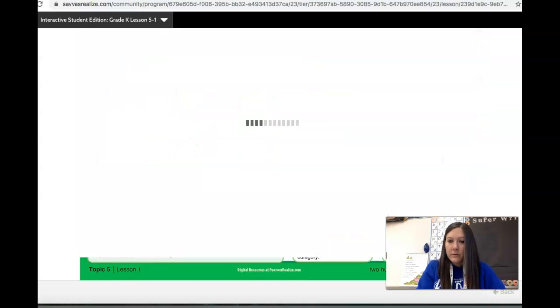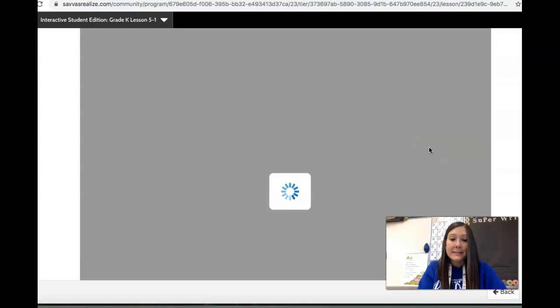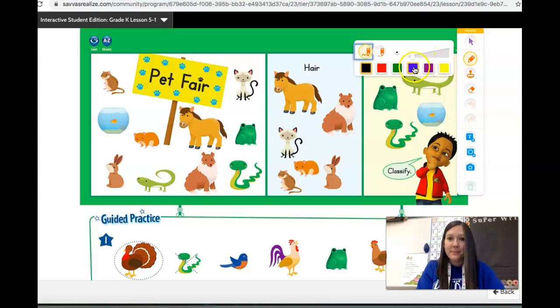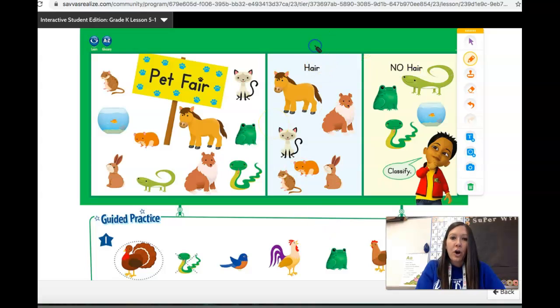I'm going to turn the page. Let's do a little bit of work together, and then you can try some on your own. Oh, look at all of these fun animals. I love animals. All right, I've got my crayon ready. So take a look at how Carlos classified these animals.